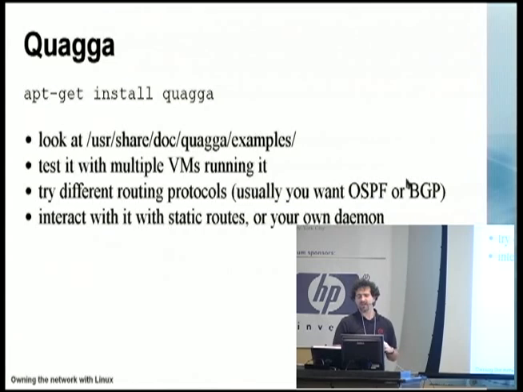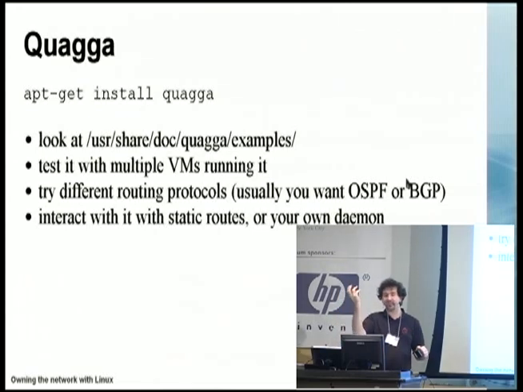Or you can integrate Quagga with your own daemon, for example, with your virtual machine management, to say dynamically where your virtual machines are and push the routes correctly. Although if your virtual machine management creates the static routes, then you don't need a particular daemon or whatever code additionally.